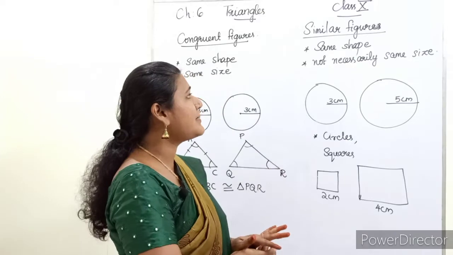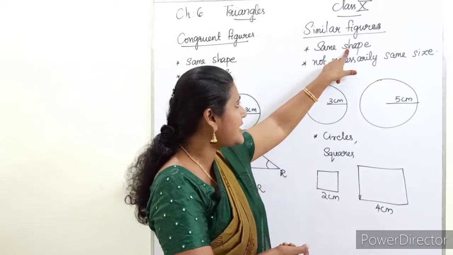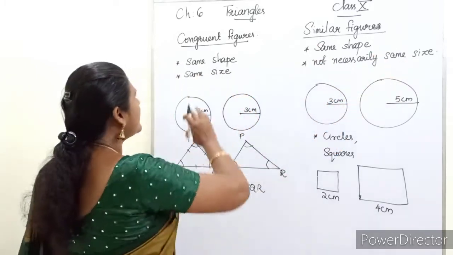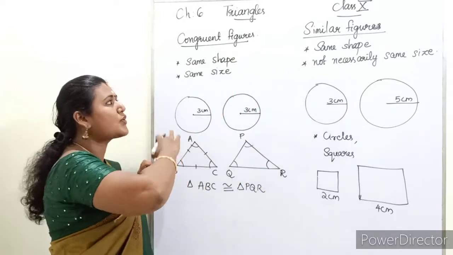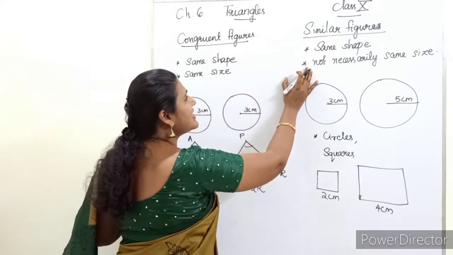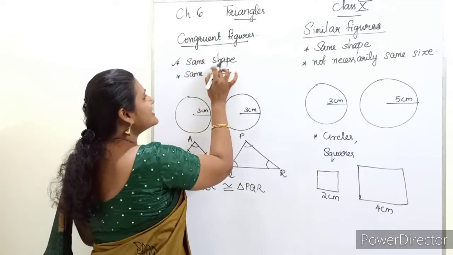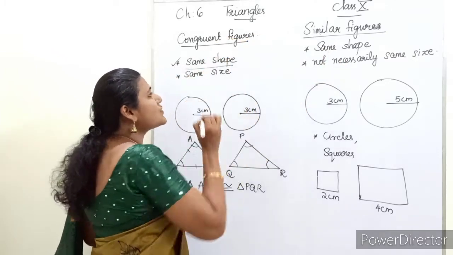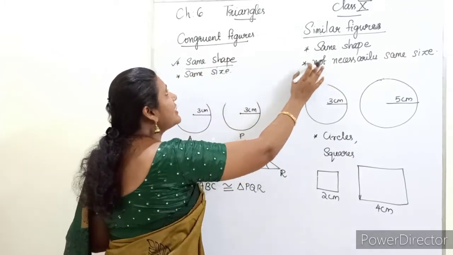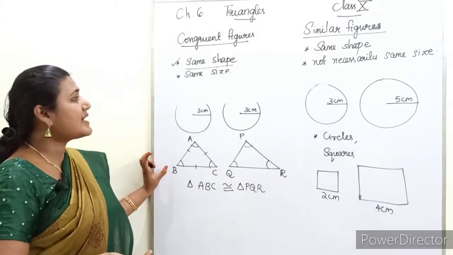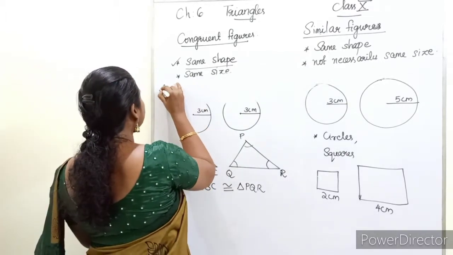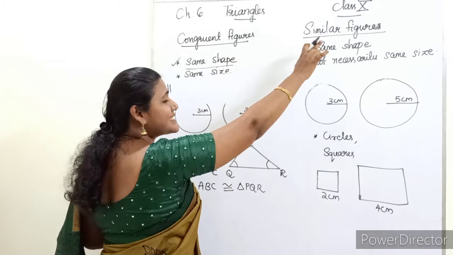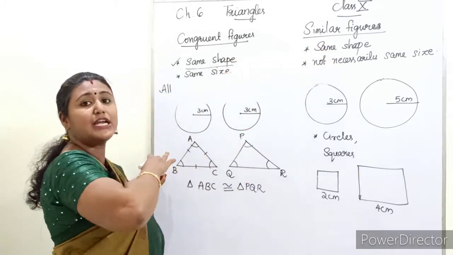So what is the definition of similarity? Two figures having same shape but not necessarily same size. So what we can say from these two? Actually this is the difference between congruence and similarity. See, in congruence also we have same shape. The definition of similarity is same shape, and in congruence also we have same shape. So from the definition of congruence and similarity, we can say that all congruent figures are similar because we have same shape, but similar figures need not be congruent.